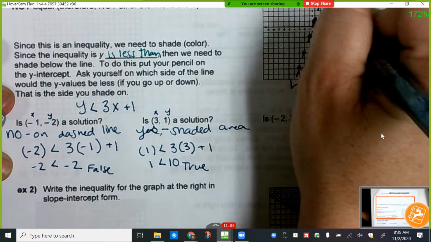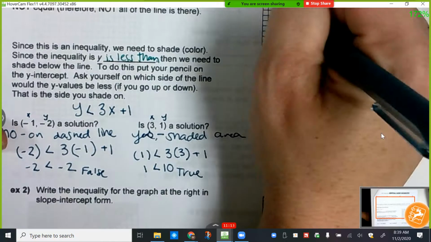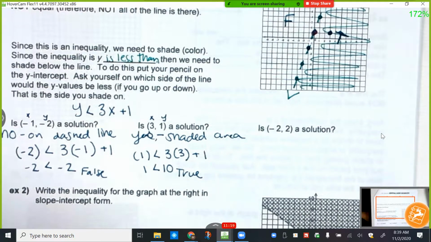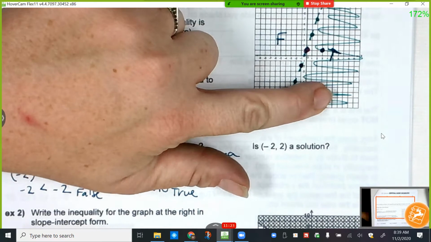Now, I want you to realize the shaded area is always true. Therefore, the other side should be what? False. Okay. So if you ever have to test a point to shade, you always shade the true side. So if you test a point and it's over here and it says false, then you know the other side has to be true. Does that make sense?